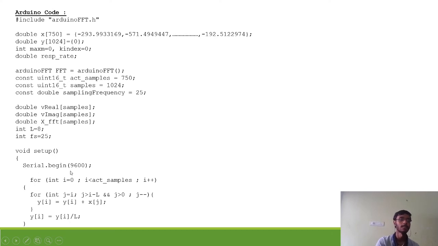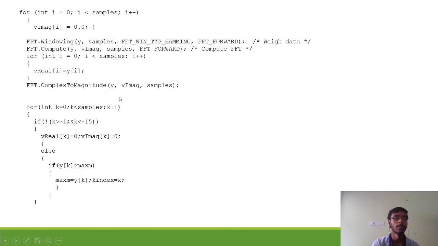Next, void setup, we are writing the code. First Serial.begin 9600, setting the baud rate, and then we are using a moving average filter. After the moving average filter, we made V imaginary of I to be 0. Then we are doing FFT.windowing on Y, the real part, and samples, where Y is the moving average real part, and the number of samples. Then we are computing the FFT, that is Y, V imaginary, samples, FFT forward. Now we'll do complex to magnitude to find the magnitude spectrum, so Y will be replaced by the absolute value of Y and V imaginary.